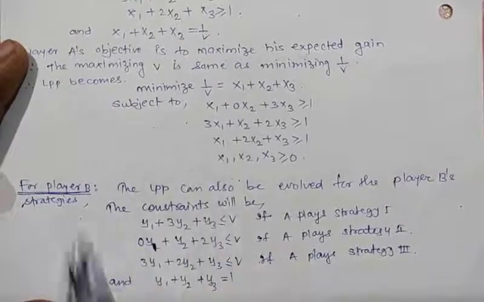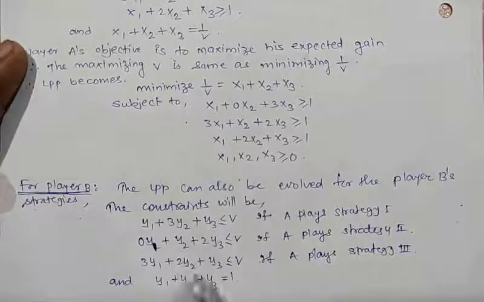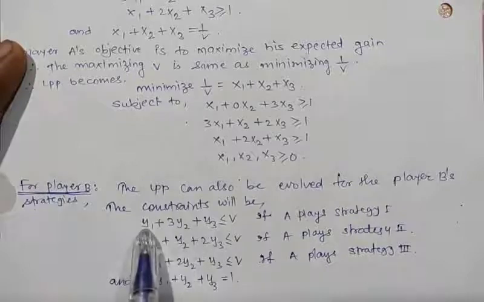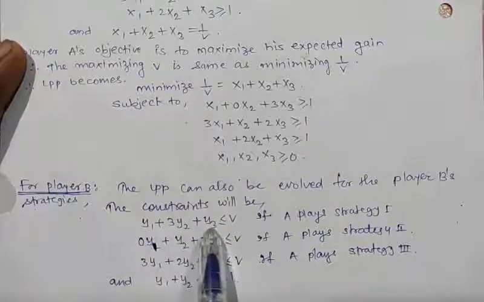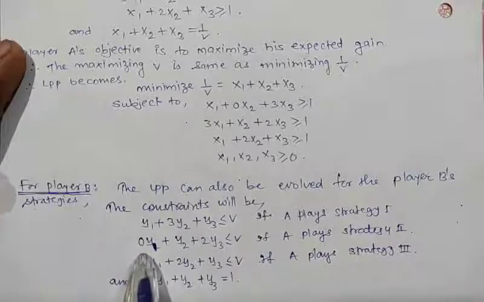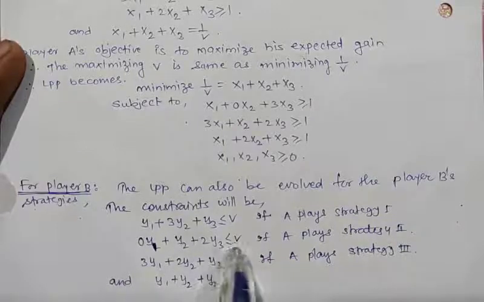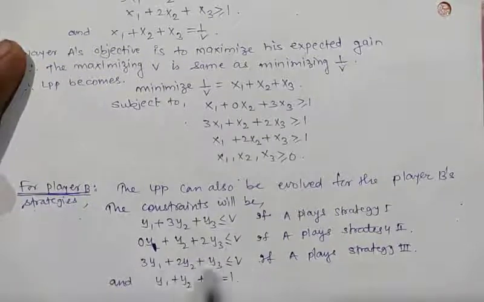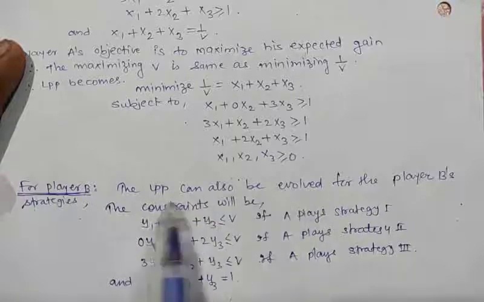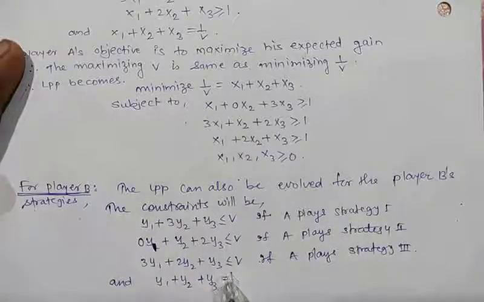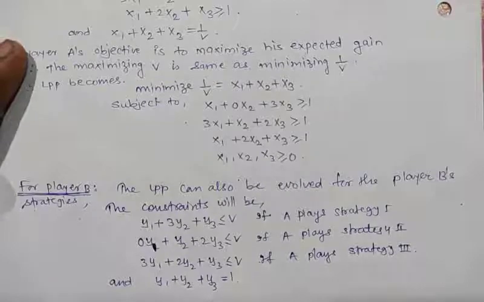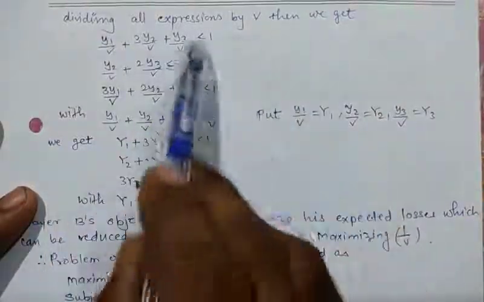So dividing all these constraints by V, what will we get? Dividing throughout by V, y1 by V plus thrice y2 by V plus y3 by V less than or equal to 1. Next, 0 into y1 by V plus y2 by V plus twice y3 by V less than or equal to 1. And last, similarly after dividing we get a less than or equal to 1 term, and finally we get y1 upon V plus y2 upon V plus y3 upon V is equal to 1 upon V. Here, minimize V is the same as maximize 1 upon V. So after dividing throughout by V we get these constraints.